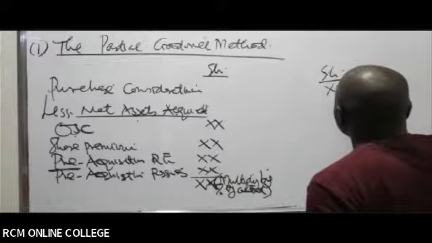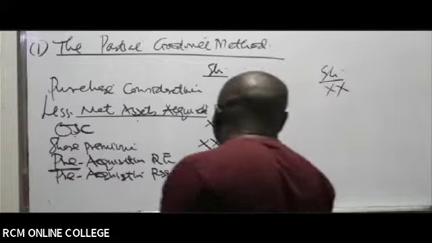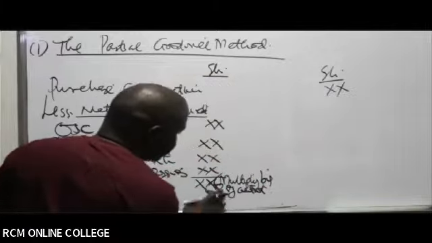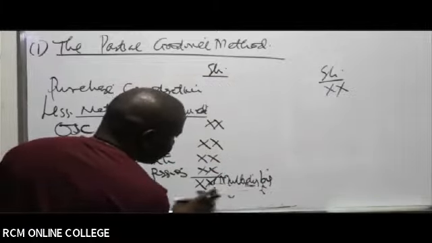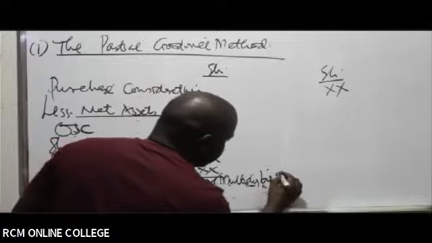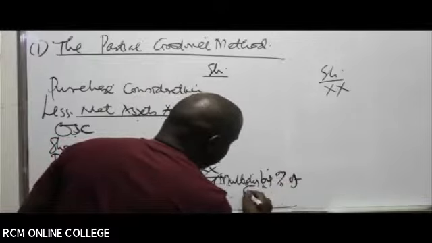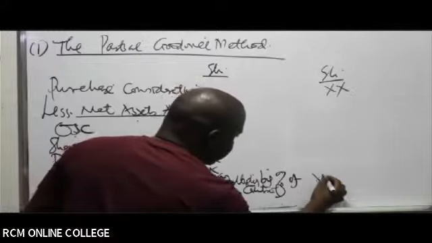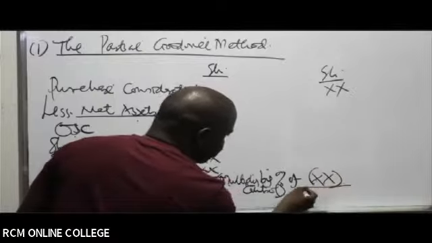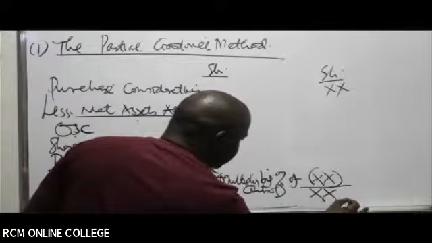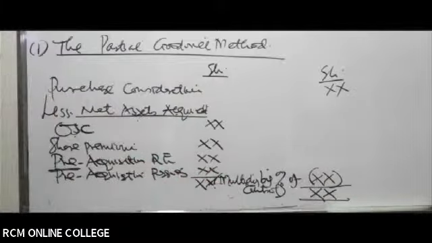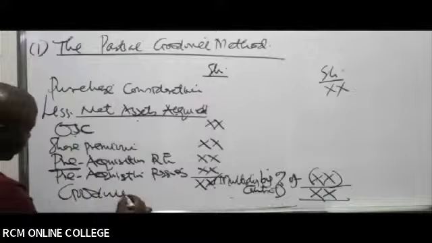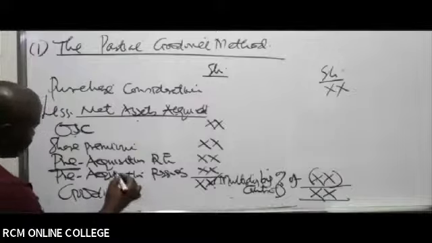So this is the purchase consideration. Then you multiply by the percentage of control. Once you multiply, you'll get a figure here. Then once you deduct, you'll get the goodwill. So you're not considering the goodwill of the subsidiary.